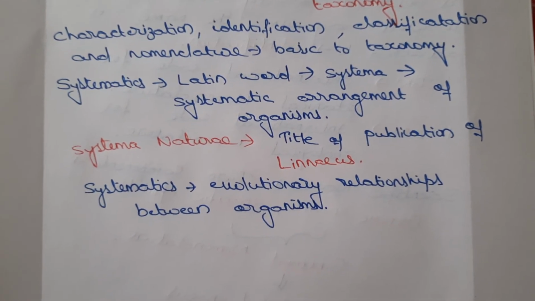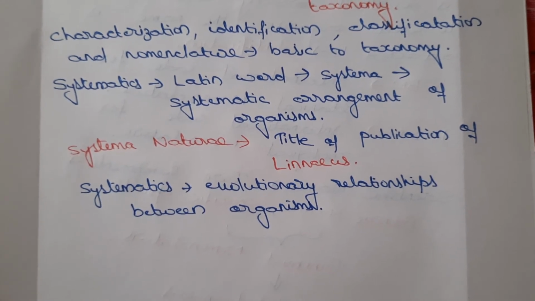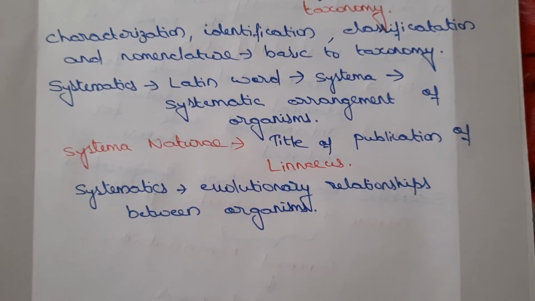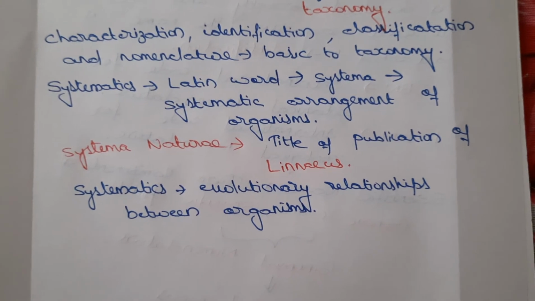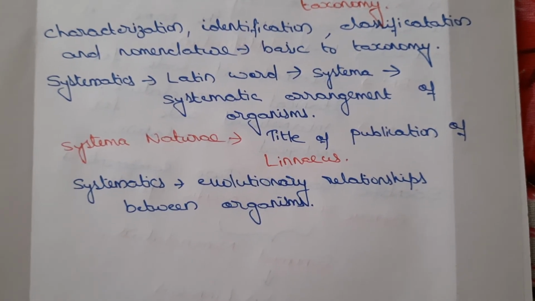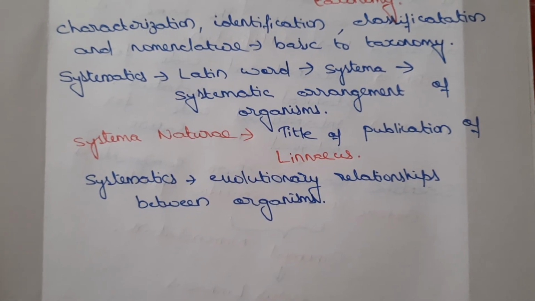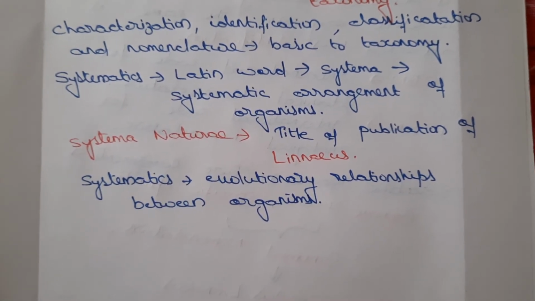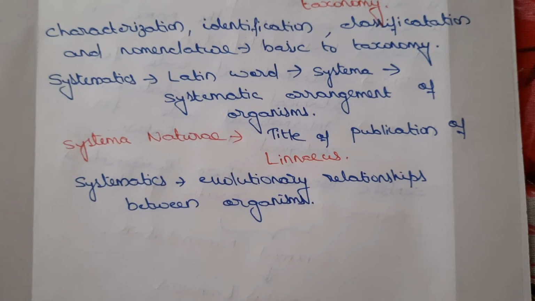Carolus Linnaeus published his findings in a publication known as Systema Naturae. So this systematics is based on the evolutionary relationship between organisms.